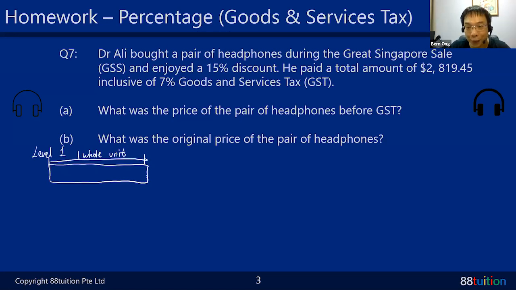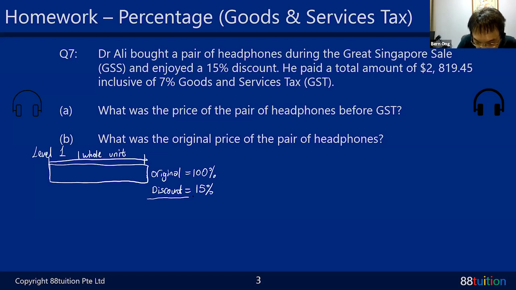In this one whole unit, we call this the original. The original is at 100%. Usually the story flows this way: the original price, the beginning price, is 100%. Then what happened? There's a discount of 15%. Then how much must I pay? So 100% minus 15% will be 85%. Can you see?